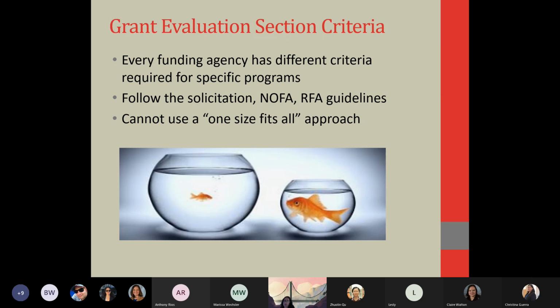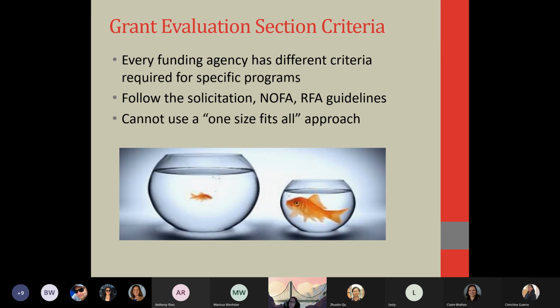Okay, next, I want to show you some examples of grant evaluation section criteria. So every funding agency has different criteria required for specific programs. This includes both between and within agencies. So for example, NIH has so many different centers and institutions. So each one of those has their own set of requirements. And even more so, the solicitation, that gets into really specific information that's needed.